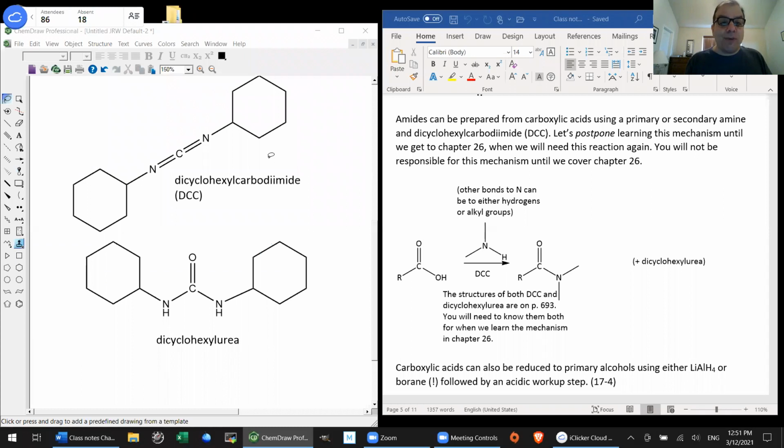And I think you can see what's happened. If you compare the formula of dicyclohexylcarbodiimide to dicyclohexylurea, I think you'll see the difference is H2O. And that's exactly what we've done. We've removed water from the system in the form of the hydrogen on the primary or secondary amine and the oxygen that used to be in the OH group. So HOH, there you go. So you're not responsible for this mechanism yet. We'll go over it in chapter 26 when it will be a little bit more relevant.